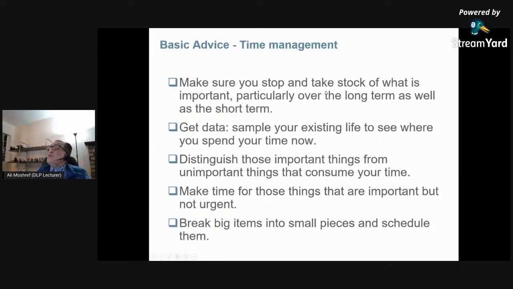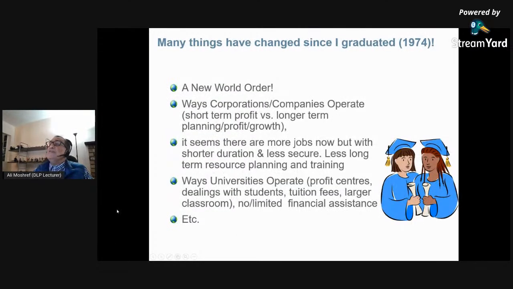Make sure you stop and take stock of what is important in life and in your study, in your practice, right? Get data. That's important. Distinguish those important things from unimportant things. You know, don't get too excited if tonight you have rice or not. Is that important or not? I'm just joking, by the way. I throw some jokes around. So this is some advice to you guys.